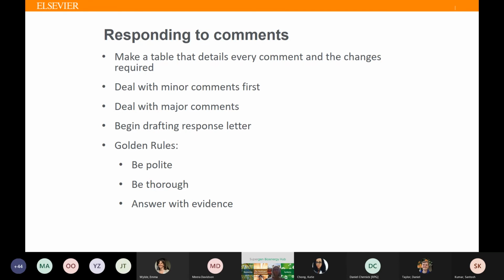I will always draft a response letter. That's where I can explain to the editor what he may not have understood or why I disagree with certain things that a particular reviewer is saying. The golden rules: be polite, be thorough, and answer with evidence. It really will not help your cause if you get angry at the reviewers and challenge them. They're there for a reason. I choose them because they have a good track record in your area, and it really is not helpful if people come back and say, well, that's rubbish.